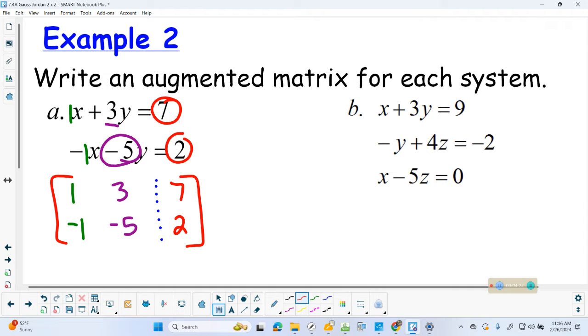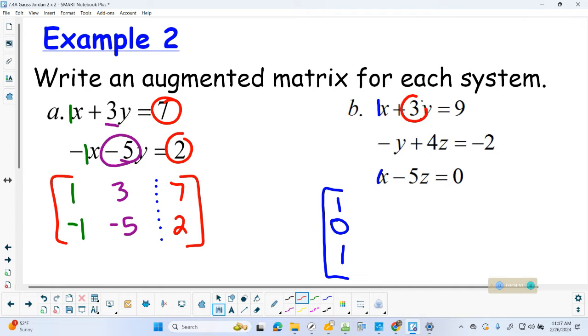Now, if you're ahead of me, be careful on B. If you're missing any variables, you need a 0 to hold the place. So you've got 3 equations, so I'm thinking 3 rows. I'm going to first column my coefficients on x. I have 1, I don't have any, and I have 1. So anytime you're missing a term, you need 0 to hold the place.